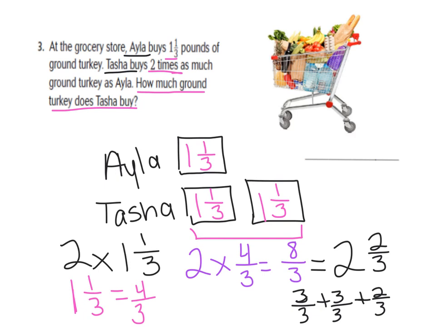Okay, let's check our work. We needed to change 1 1/3 into an improper fraction, which is 4/3. Now we can multiply our 2 times 4/3, which gives us 8/3. And 8/3, as you can see here, I turned into a mixed number. So we have 2 wholes and 2/3. So Tasha buys 2 2/3 pounds of ground turkey, and that is our final answer.